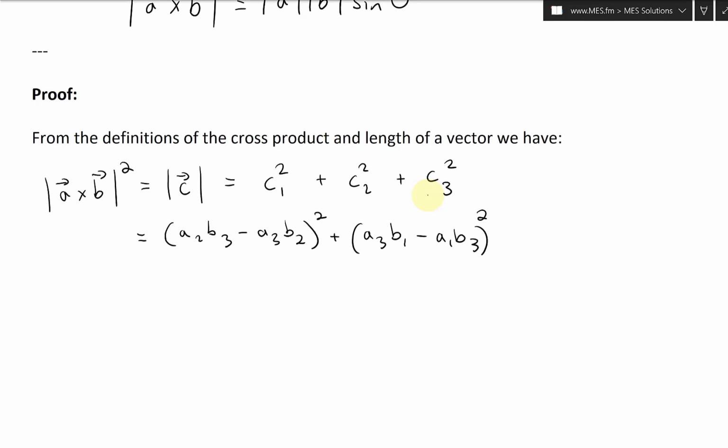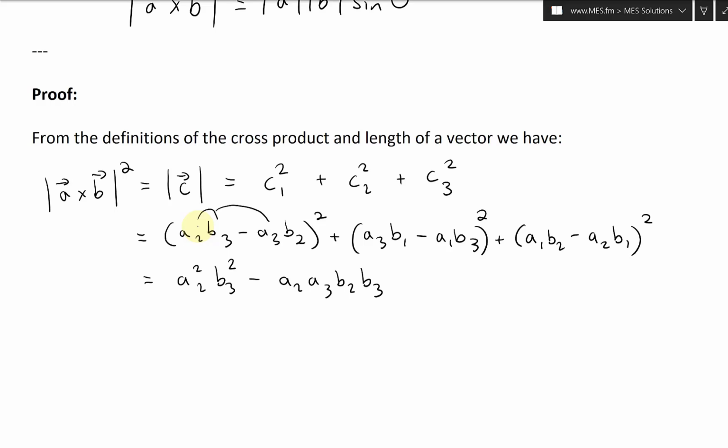All right, now the next one is the C3, and this is going to be A1 B2 minus A2 B1, and then square this again. And now we're just going to FOIL out, or expand, all of these squares. Let's do the first one here. This term is going to be multiplied by itself, then multiplied by this one. So we're going to have A2 squared B3 squared, and then minus, let's write these all in order, A2 A3 B2 B3, like that.